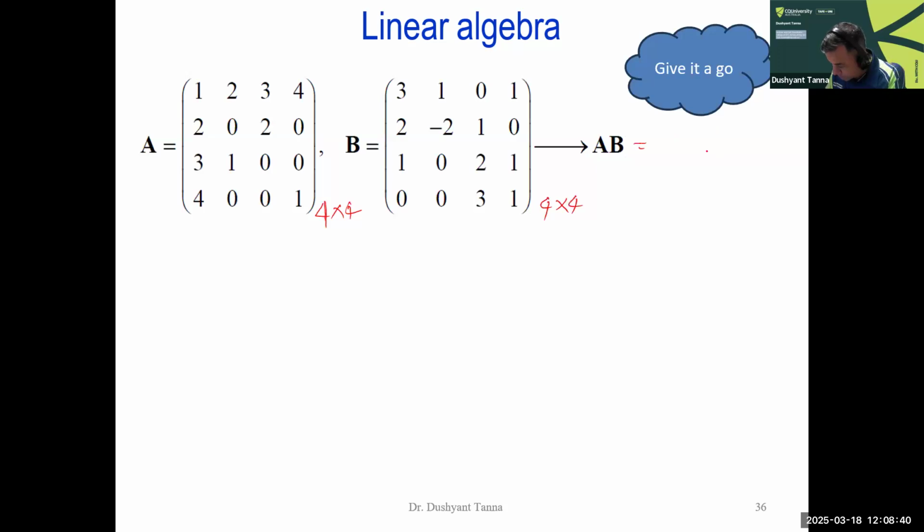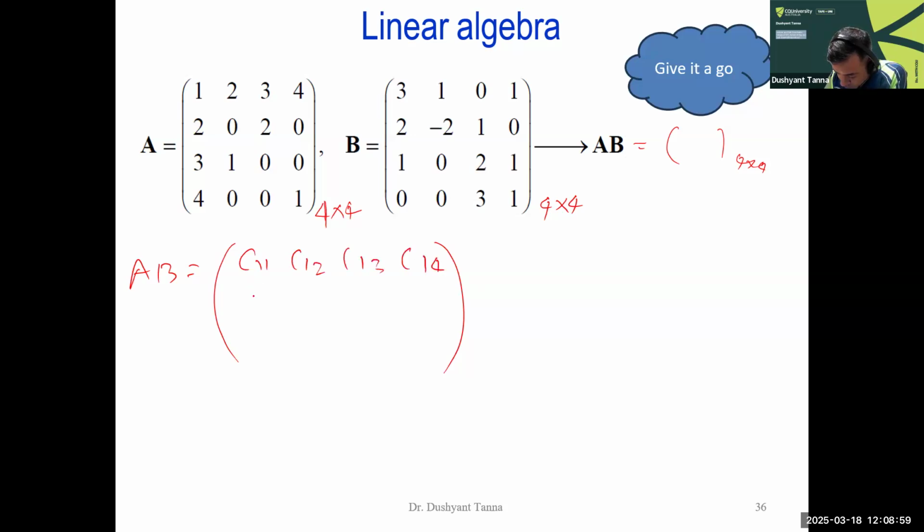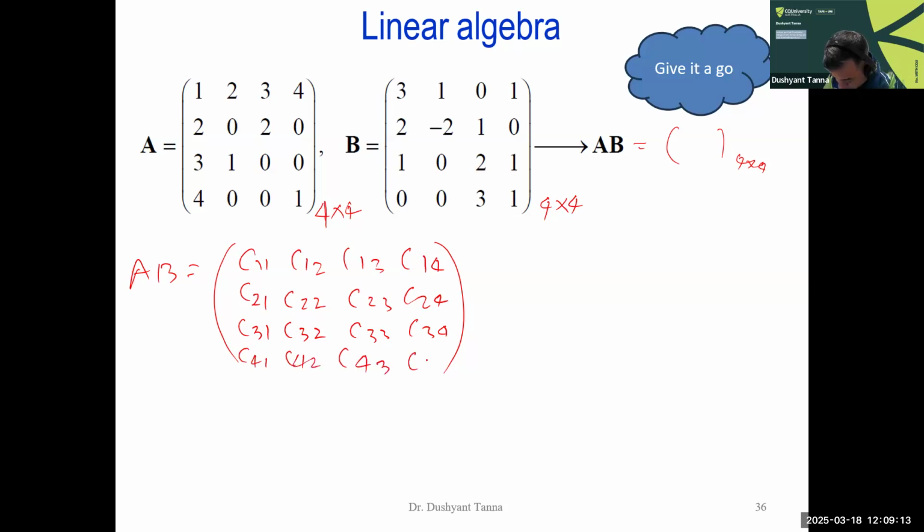By 4. So our AB will also be 4 by 4. If you want, for such a case, you don't have to write everything step by step, but you can always call AB as C11, C12, C13, C14, C21, C22, C23, C24, C31, C32, C33, C34, and C41, C42, C43, C44. That will help you to pick up the accurate row and column.